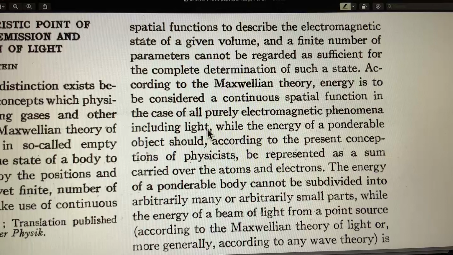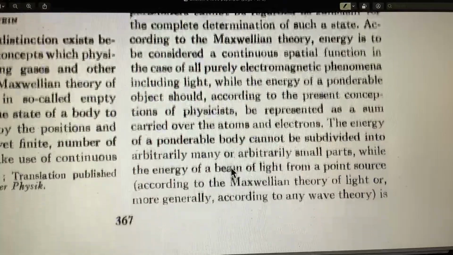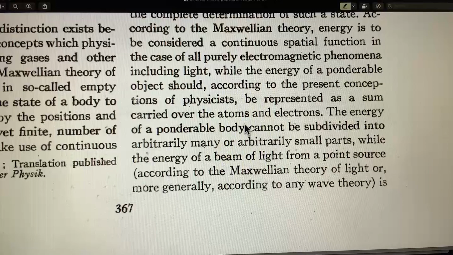So there's no discreteness. While the energy of a ponderable object, some kind of solid material object, since you have atoms and molecules, according to the present conceptions of physics, this energy is discrete. It is confined to those separate molecules. So there are a finite number of units of energy that make up the total energy.